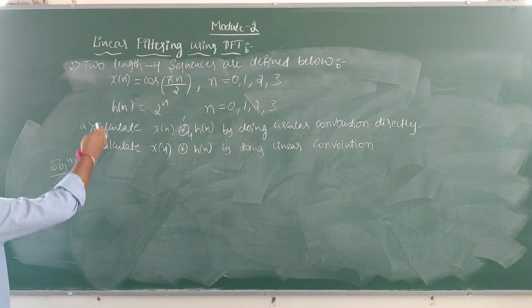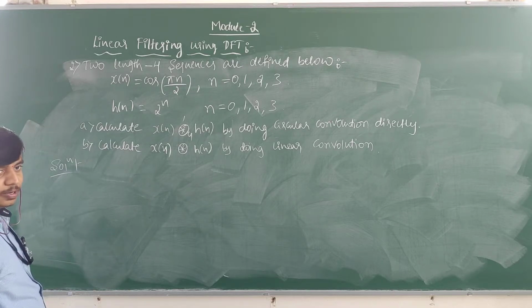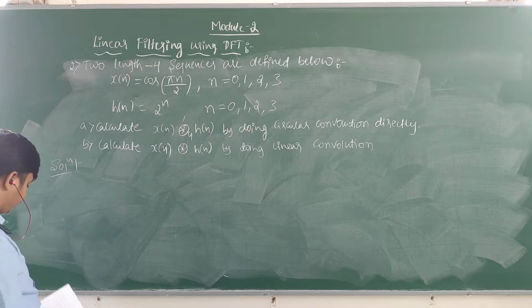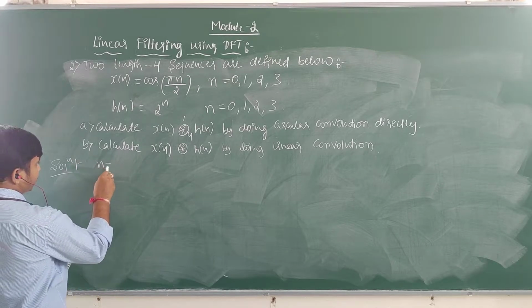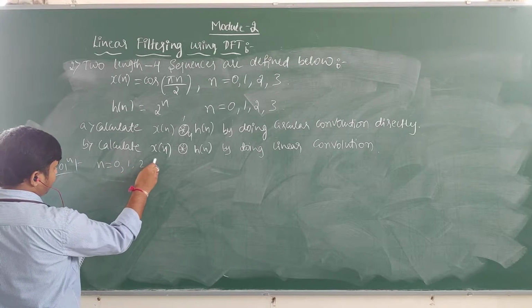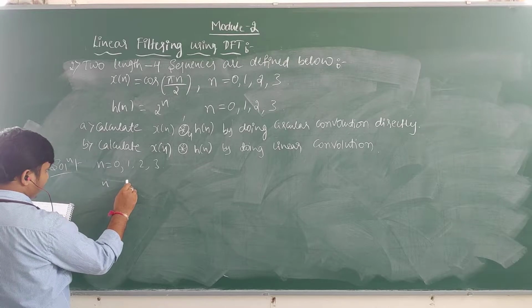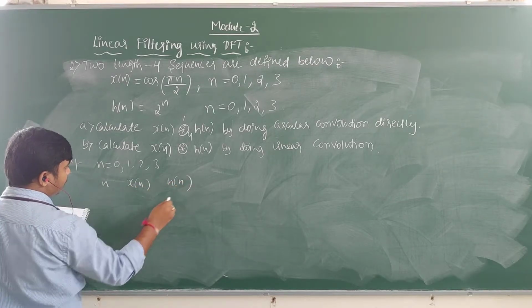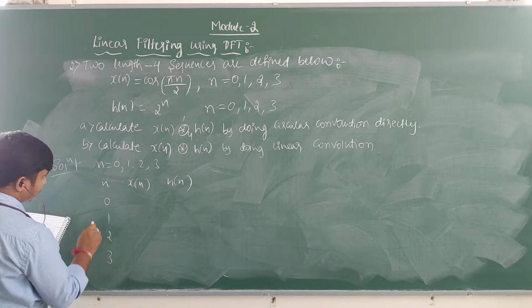Now, the sequences are given in the cos and 2 power n format. I need to find the x of n and h of n sequences first. So let us compute x of n and h of n for n equal to 0, 1, 2, 3. Let us construct a table of n, x of n and h of n, for n equal to 0, 1, 2, 3.